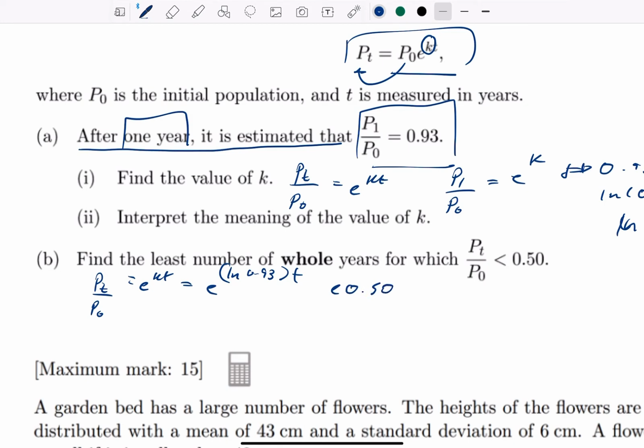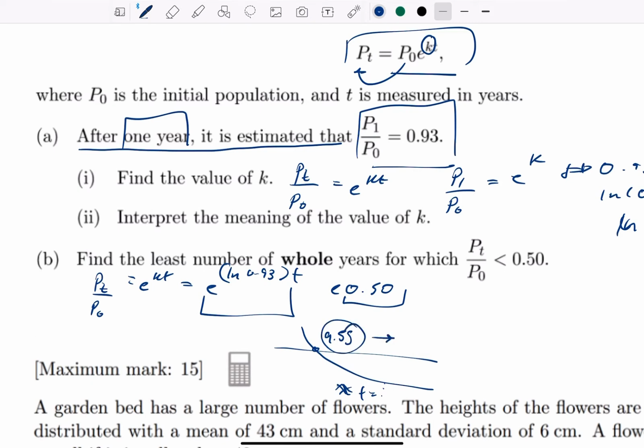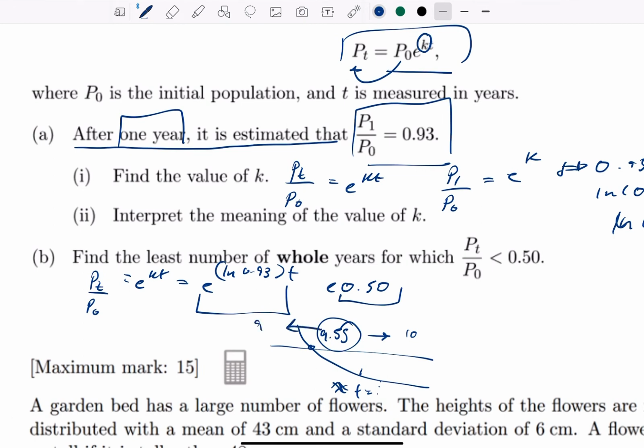Essentially, what this means is if you graph the two functions, you want to find the nearest whole number where this function is less than this value. So it's the number whereby this function is below the 0.50 line, at a t value where we have a whole number. When I calculated it, I got 9.55, but this is not a whole number, so we shift that to 10. And the reason we shift up is because if we shift down to 9, we're still greater than the cutoff 0.50. So always make sure you're reading the question. For me, the value I got was 10.